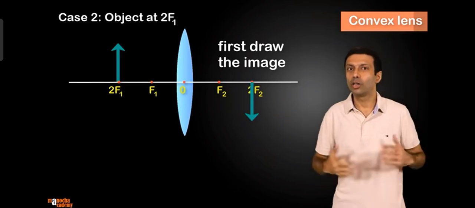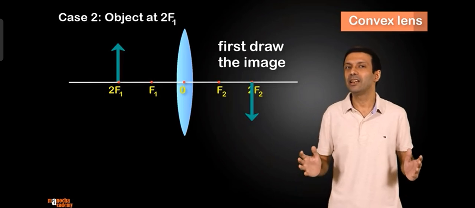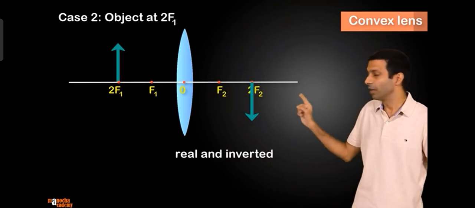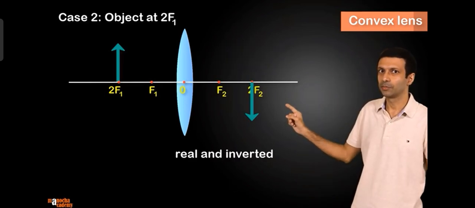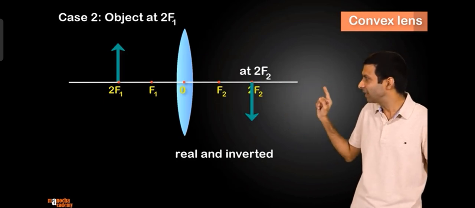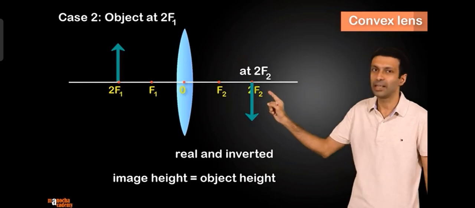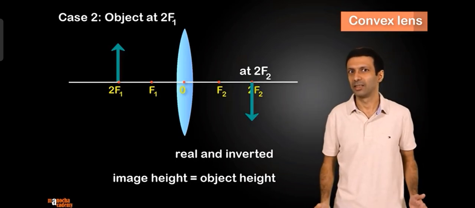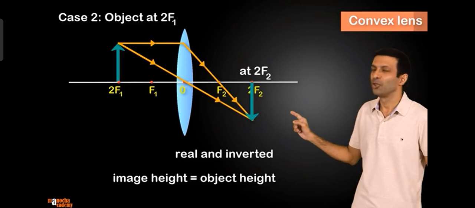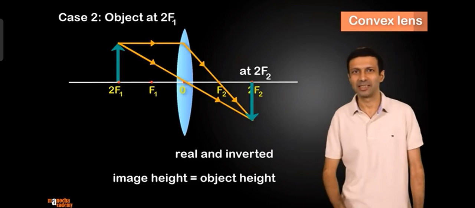Since we know all the properties of the image, we can easily draw it here. It's a real and inverted image, and this image is going to be exactly at 2F2 and the image height is exactly equal to the object height. So once you've drawn the image, you can go ahead and draw the rays.